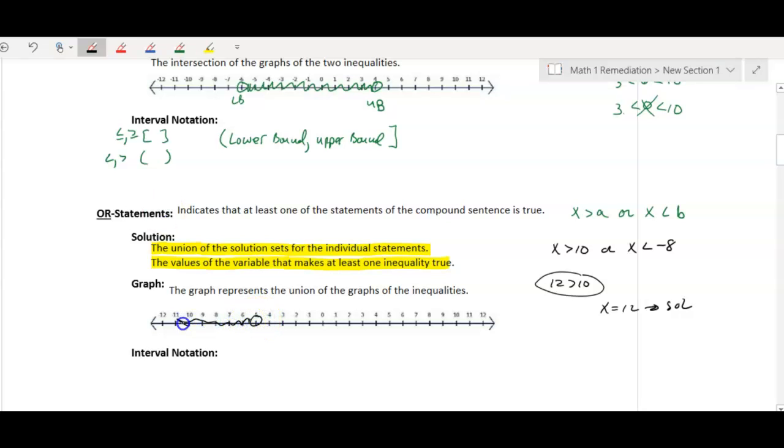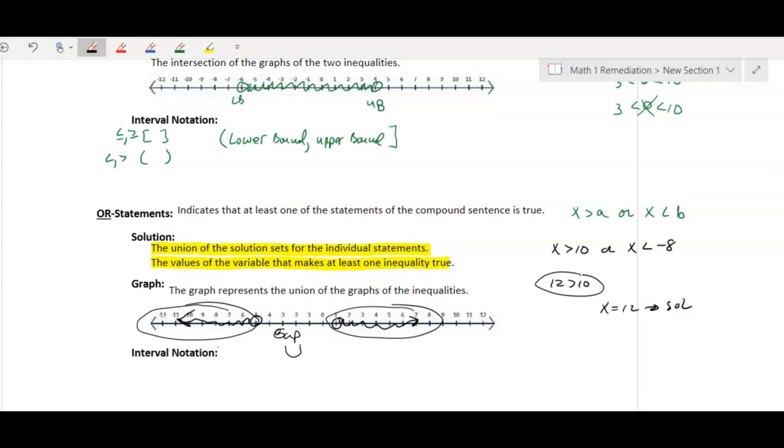Now, the thing about the graphs here, I could graph one like this. The other one would go in the other direction. This would be an or statement. And the gap here is why we have to use what we call the union. We want to basically say it could be this set of numbers or this set of numbers. So it's a way of connecting the two graphical solutions.